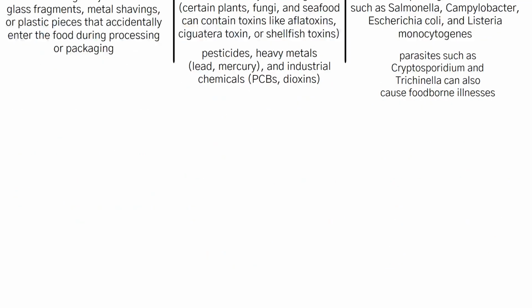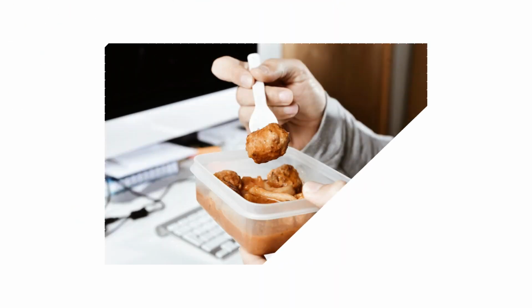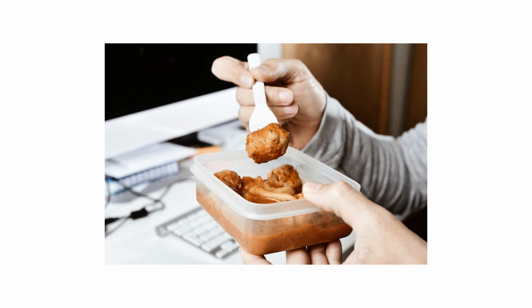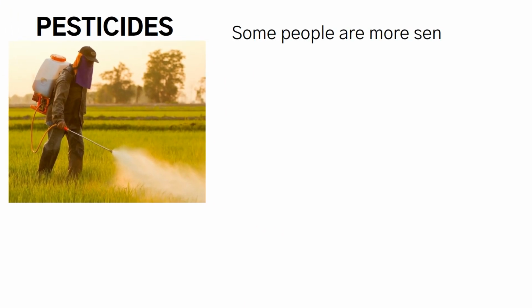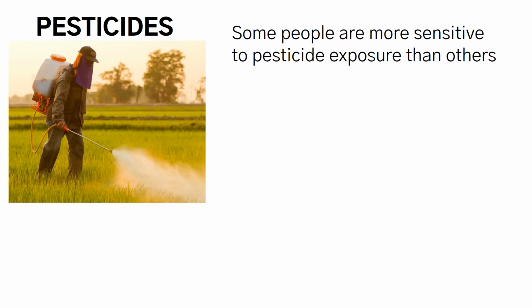Various chemicals can persist and even accumulate in foods. Examples of this include herbicides, fungicides, and pesticides. Pesticides are a group of chemicals that are used in fields and storage areas to help protect against crop losses caused by various insects and fungi. They also help increase the amounts of crops grown. However, some people are more sensitive to pesticide exposure than others.